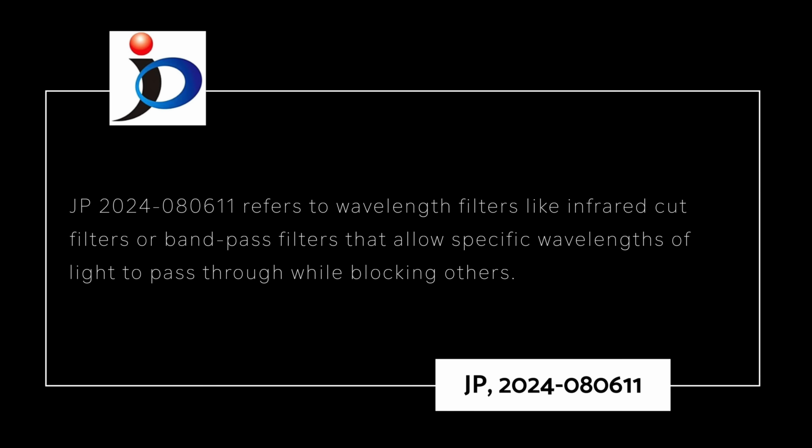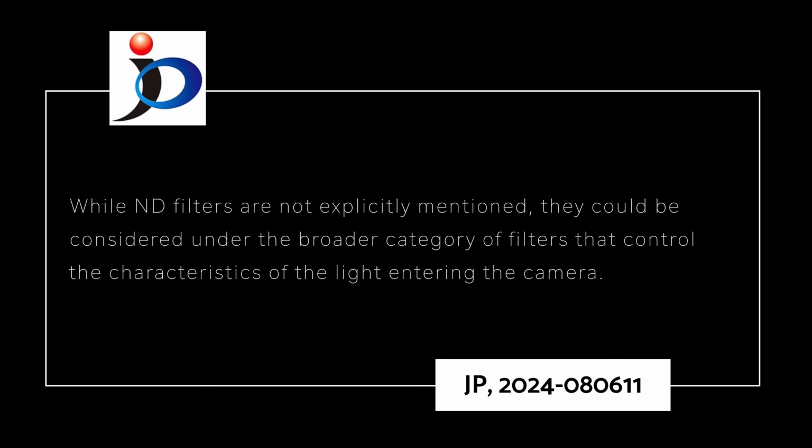JP 2024-080611 refers to wavelength filters like infrared filters or bandpass filters that allow specific wavelengths of light to pass through while blocking others. While ND filters are not explicitly mentioned, they could be considered under the broader category of filters that control the characteristics of light entering the camera.